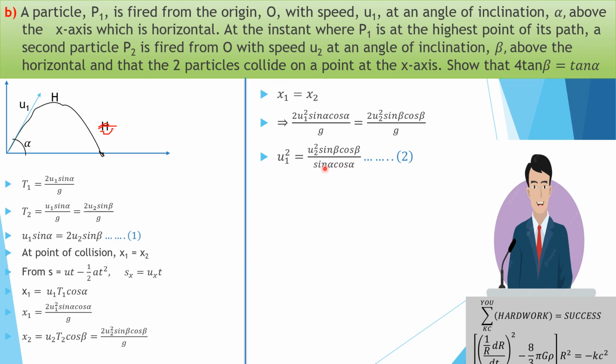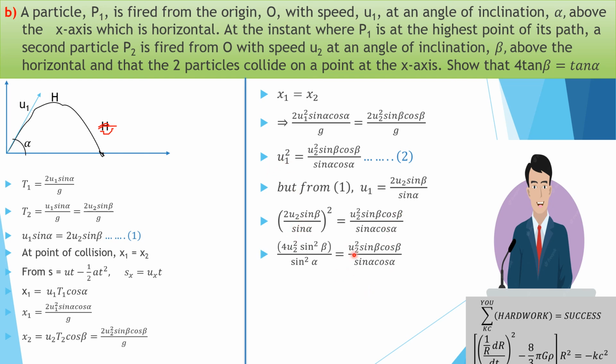Now we have equation 1 here, and equation 2 here. From our equation 1, we can make u1 the subject, which is 2u2 sine beta over sine alpha. So in the place of our u1 in equation 2, we'll simply put all of these things and then square it. So you make u1 the subject in equation 1 and then substitute in equation 2. If you substitute u1 in equation 2, you have this, all that squared equals this. So you want to square and then simplify.